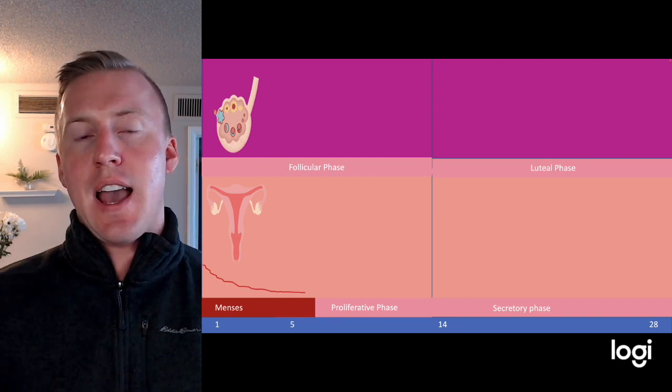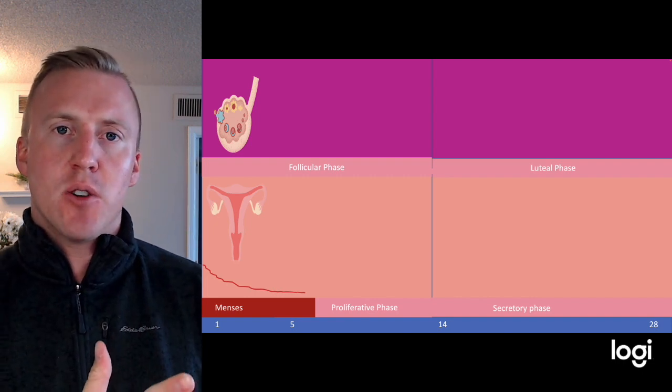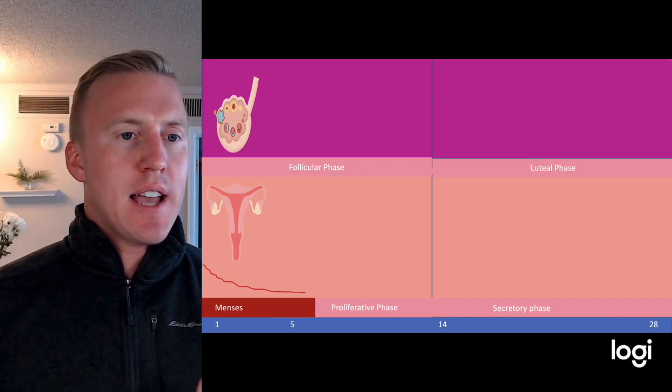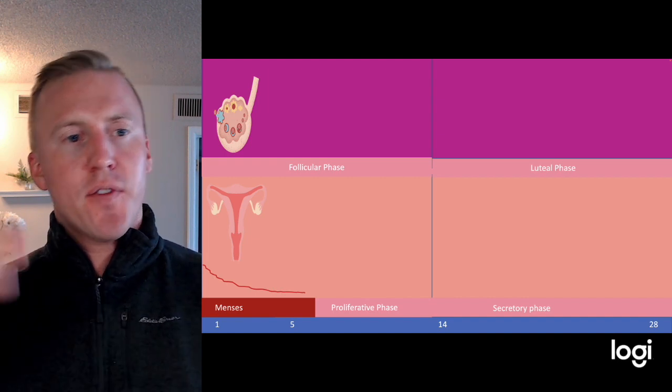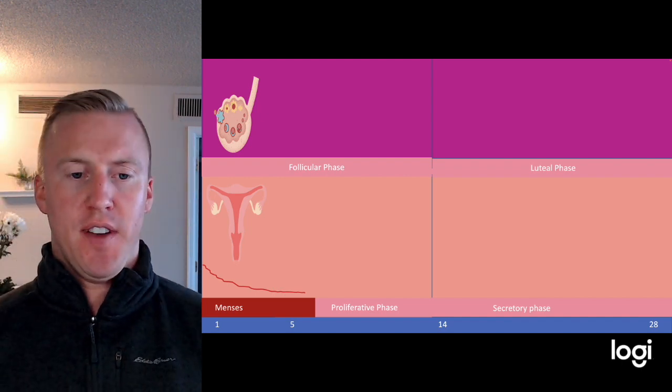We'll see towards the end of this entire cycle, we get back to menses if there is no sperm, and we restart again. So really, again, we're going to be talking about the ovary, and we're going to be talking about the endometrium. So the first phase we're going to see is the follicular phase and then the proliferative phase.